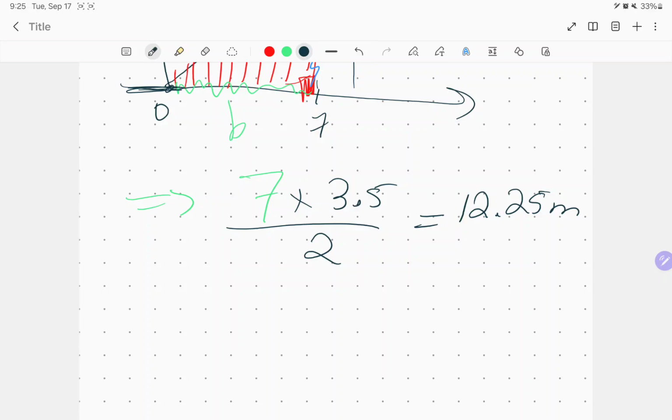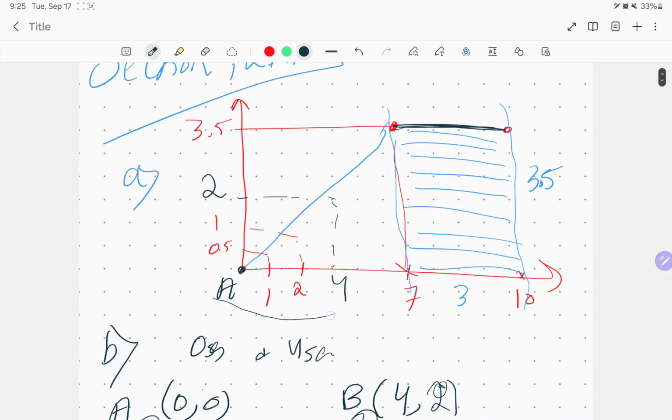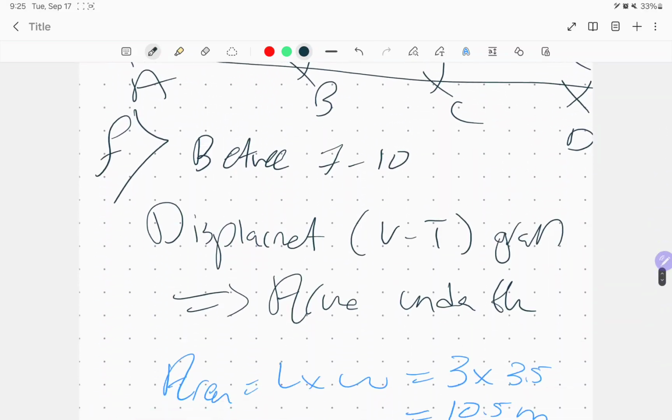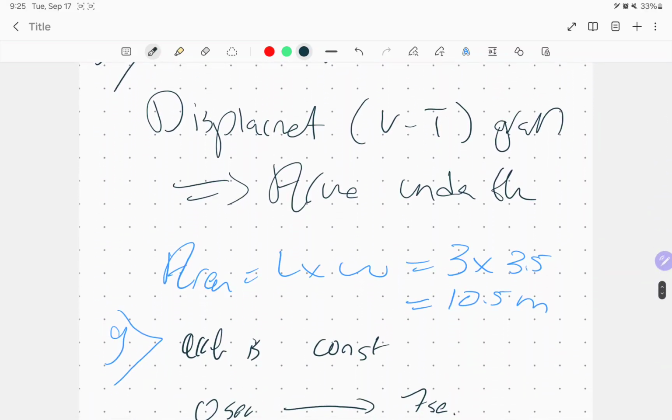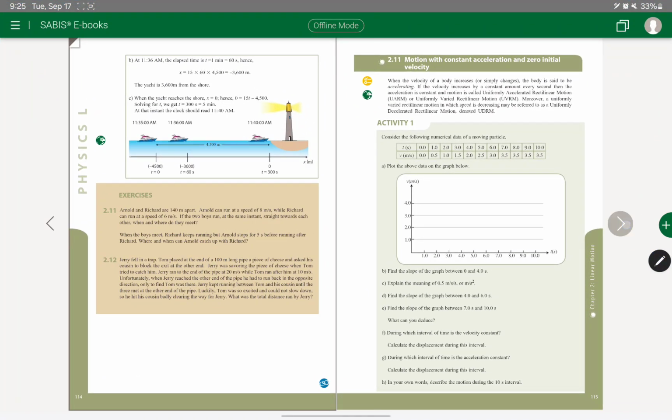Over here, part H, what is it asking? Describe the motion during the first 10 seconds. Simply, from 0 to 7, I'm accelerating at a rate of 0.5 meters per second squared. But from time 7 till time 10, I maintained my speed at 3.5 meters per second. I maintain it, so acceleration here is going to be 0. That's about this exercise, and that's about the graph.